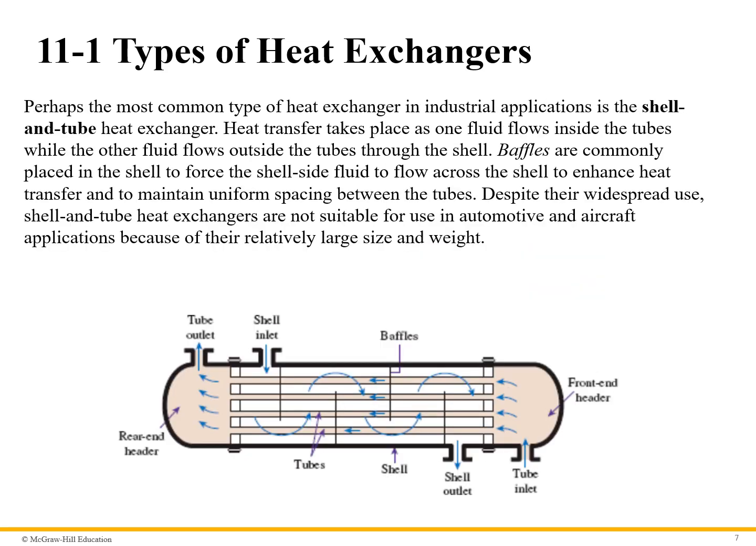Perhaps the most common type of heat exchanger in industrial applications is the shell and tube heat exchanger. These are the ones that our submarine had, for example. Heat transfer takes place as one fluid moves inside the tubes, while the other fluid flows outside the tubes through the shell. Baffles are commonly placed in the shell to force the shell side fluid to flow across the shell to enhance heat transfer and maintain uniform spacing between the tubes. Despite their widespread use, shell and tube type heat exchangers are very heavy and therefore not suitable for automobile or aircraft applications.